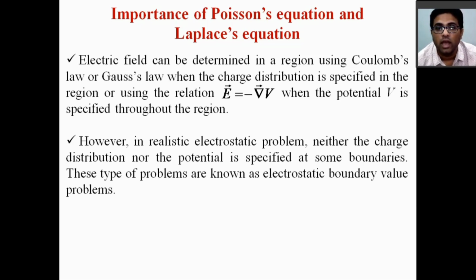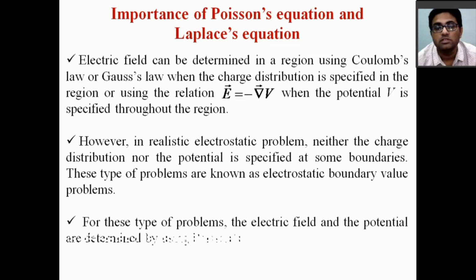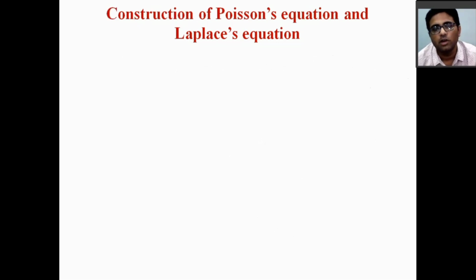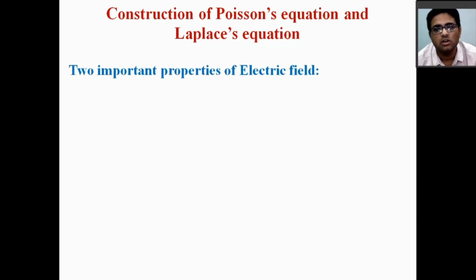Okay? And for these types of problems, the electric field and electric potential are determined by using Poisson's equation or Laplace equation. Laplace equation is a special case of Poisson's equation. That will be clear from the next slide. Now to construct Poisson's equation and Laplace equation, two important properties of the electric field have to be considered.